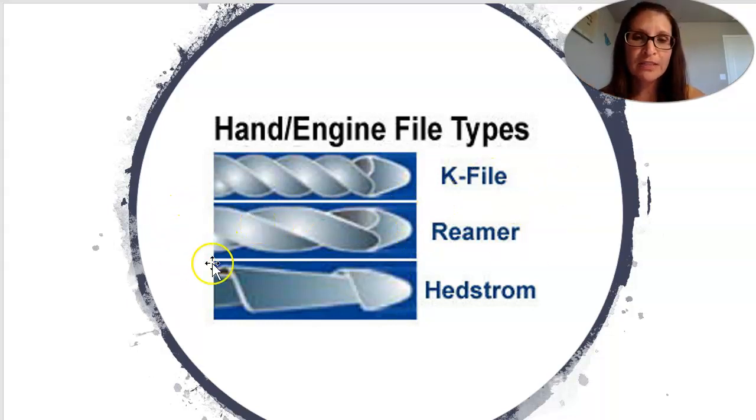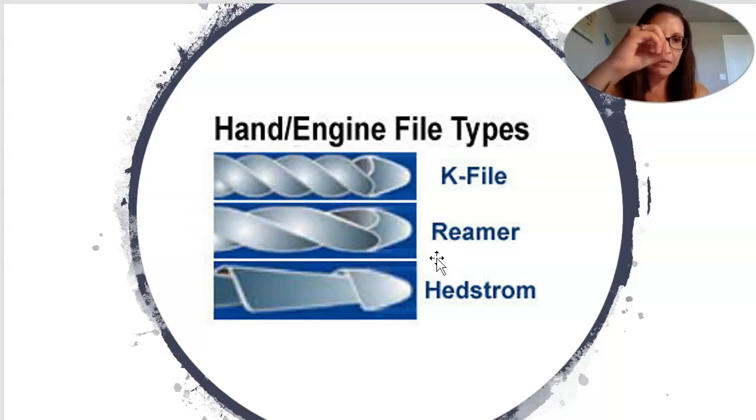The reamer is going to be used more so once debris has been removed from the canal, to start to shape the canal and make the opening a little bit larger to accommodate the gutta percha to fit in there. So same thing, it's a twisted type, but the blades of the reamer are going to be spread further apart.